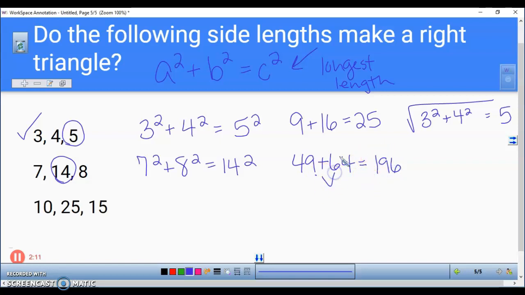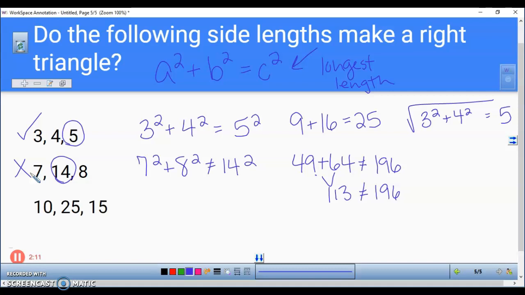When you add these up, 49 plus 64, you only get 113. Since those are not equal, this is not a right triangle. This does not make a right triangle.